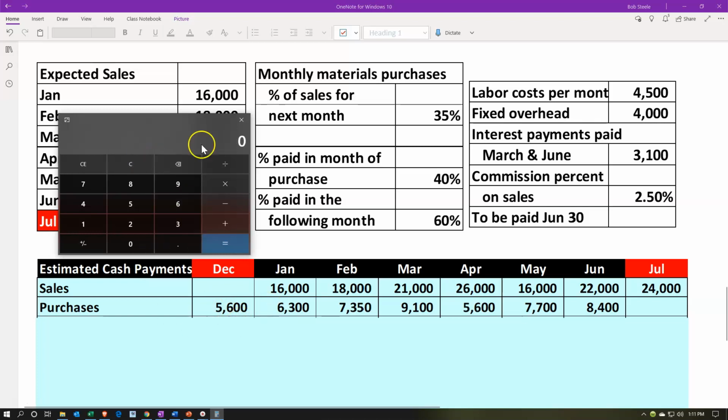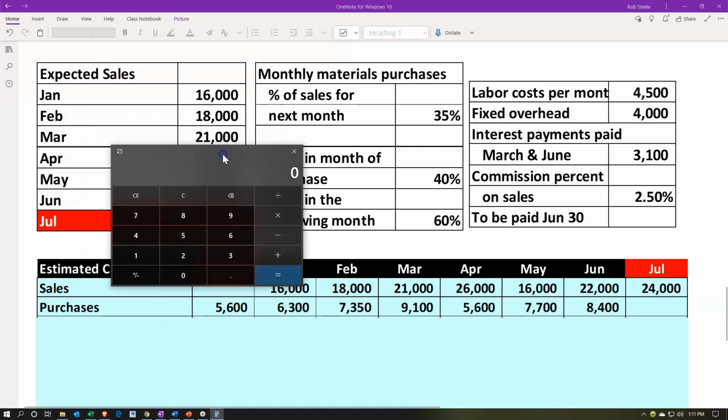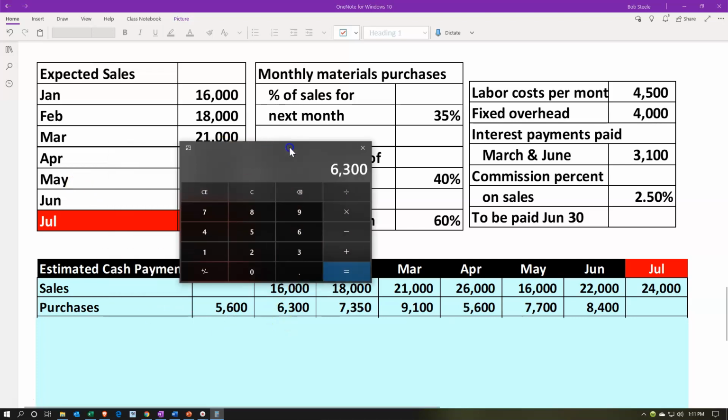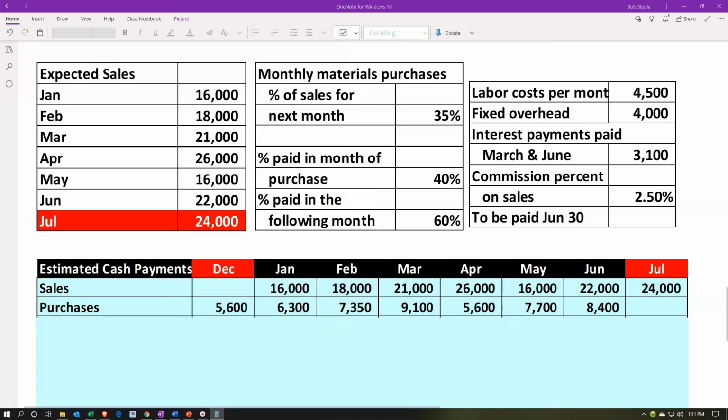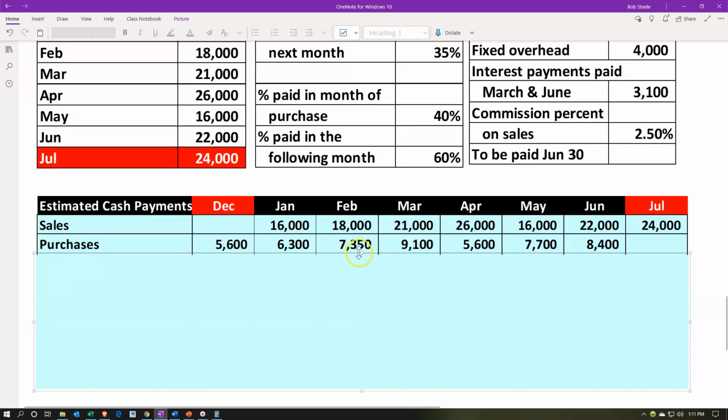So if we did this all the way across, then we would go to February here, and we're going to take the 18,000 times 0.35. That's going to give us our 6,300. And then we need to look at March, so 21,000 times 0.35. That'll give us the 7,350, and so on and so forth through our problem for the purchases.